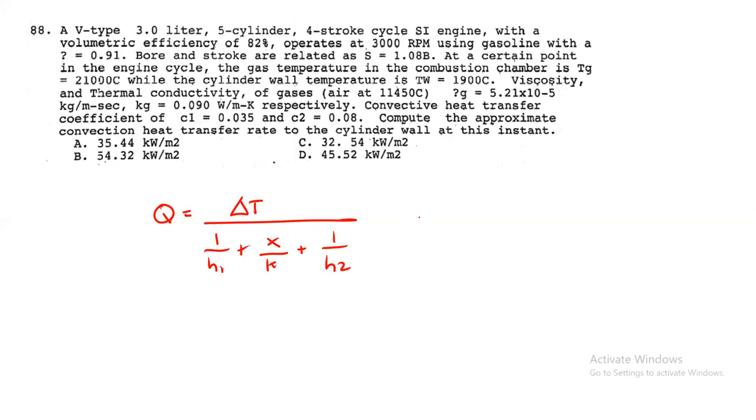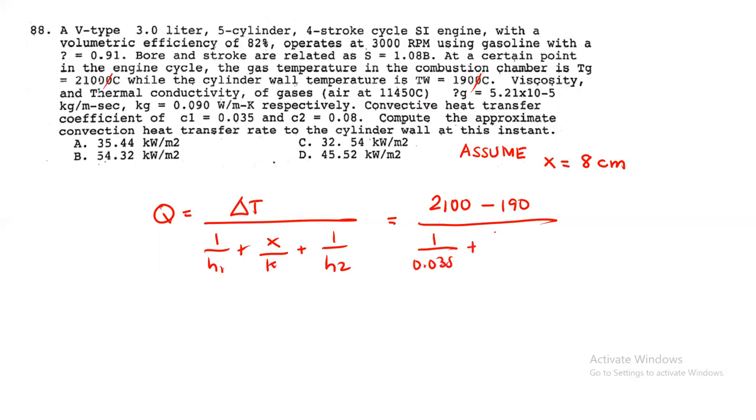Dito, wala siyang binigay na thickness. So, si thickness dito, guys, automatic. Assume x is equal to 8 cm. Mag-a-assume tayo, guys, dyan ng thickness. So, change in temperature natin, 21. Ito, 21. Itong 0 dito sa dulo, degrees yan dapat. So, 21, then minus 190, degrees rin yan. So, 21 minus 190 divided by 1 over h1, 0.035, plus x. Ang x natin thickness is 0.08 meters divided by k.